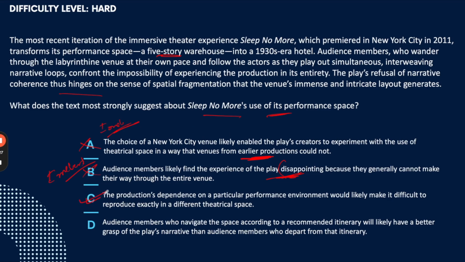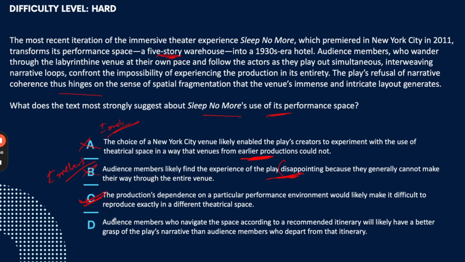So I like this option because this is the focus of the text. How they use this 5-story warehouse, what experience they wanted the audience to go through, what they were deliberately trying to do. Correct? So this is definitely making sense. Let's go to D now.